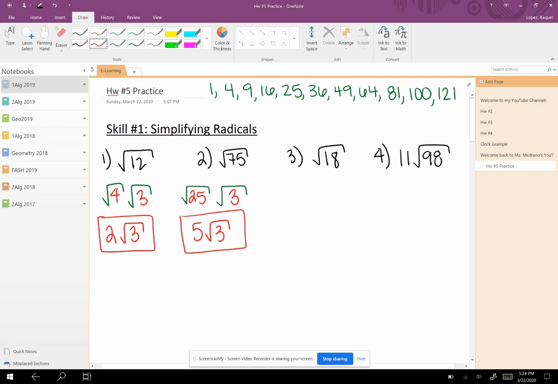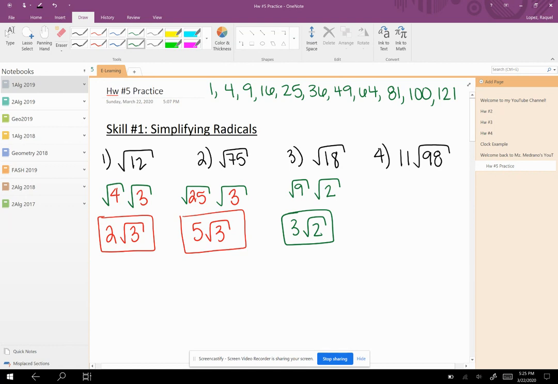All right. So for 18, 2 numbers that divide 18 nicely. It looks like 9 is going to be the number that we are looking for. So 9 times 2 gets me to 18. The square root of 9 is 3. The square root of 2 stays underneath.